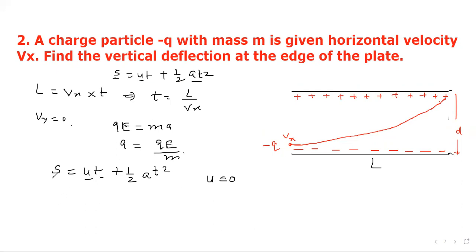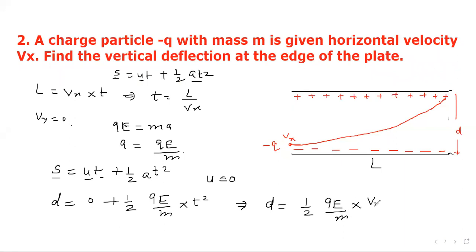As far as S is concerned, S is equal to d. So we write d equals 0 plus 1 by 2 times qE upon m times t squared, and we can put the value of t as L upon Vx. So we get d equal to 1 by 2 times qE upon m times L squared divided by Vx squared, which is our answer.